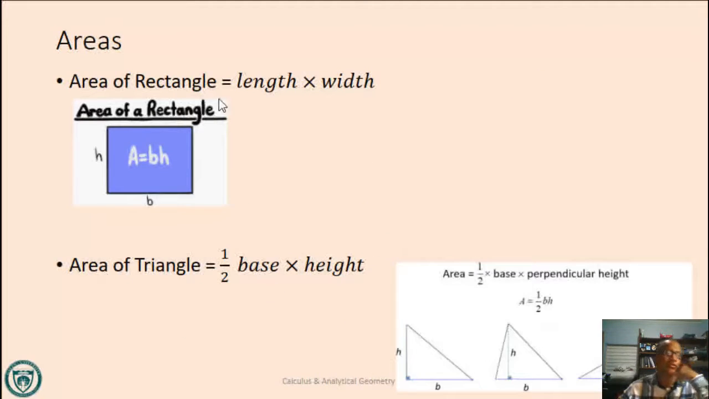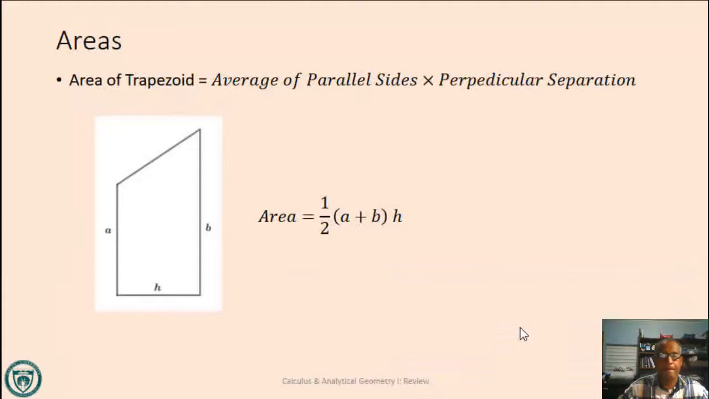Now we switch our attention to some basic things that you need to know. You need to know that the area of a rectangle is the length times the width. The area of a triangle is 1/2 the base times the height. The area of a trapezoid is 1/2 times the average of the parallel sides times the perpendicular separation. So it's easier to memorize things this way than to just memorize 1/2 open parenthesis a plus b. That's not a good way, right?